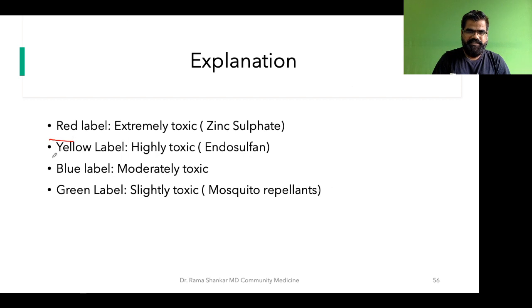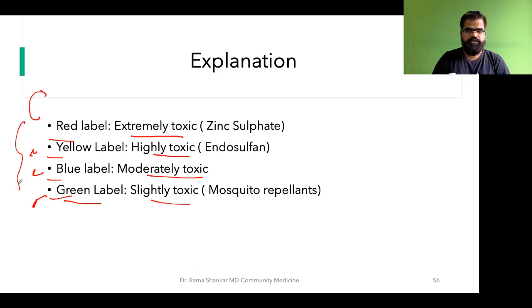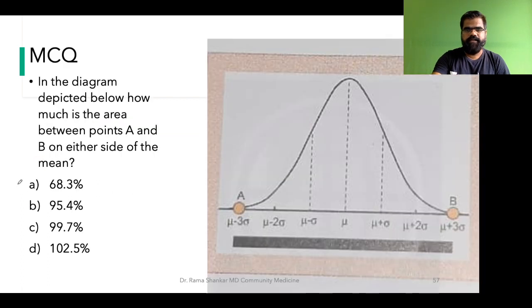So you have red, you have yellow, you have blue, you have green. So red label is extremely toxic, yellow is highly toxic, blue is moderately toxic, and green one is slightly toxic. So whenever you see this in your house, students, mosquito repellents, just try to see what is the label given, pesticide label. Is it green? If it is green, it is slightly toxic. If it is blue, it is moderately toxic. If it is yellow, it is highly toxic. Red, very highly toxic, extremely toxic. Okay. So they have asked this image also. So this is that.